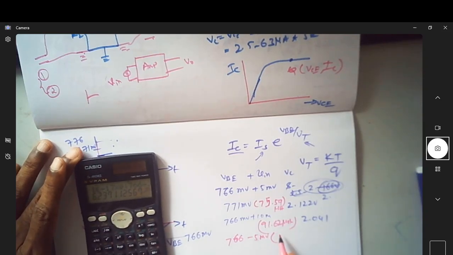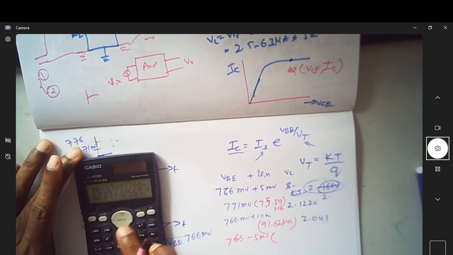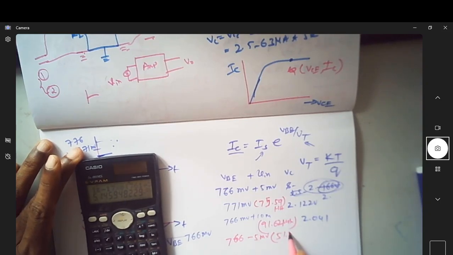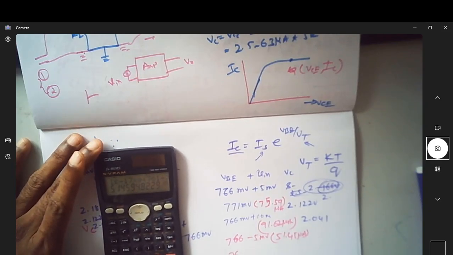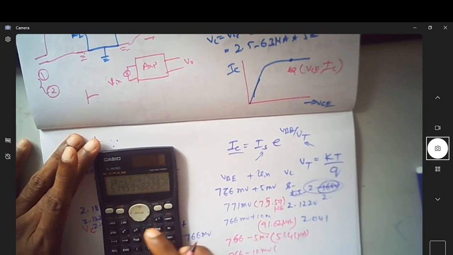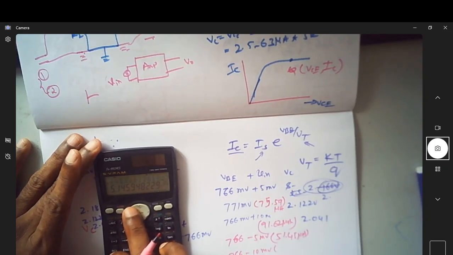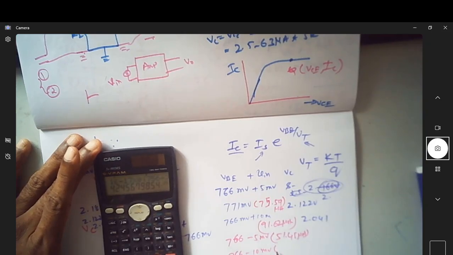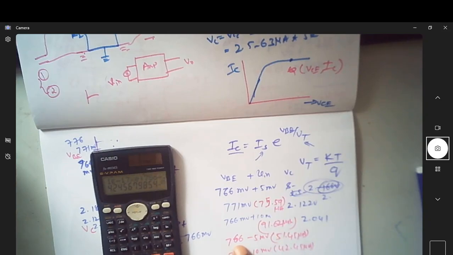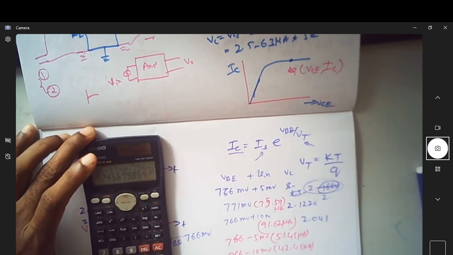You can see now the current has reduced to, sorry, I have to make it 761. So this should be 761. Can you see the current is 51.45 microampere. So let me also do it for 766 minus 10 millivolt, so that I can get the value of IC for both of them, which will make my life easy. It is 756 now. Can you see now it is 42.45 microampere. I have these as the currents for a decreased value of VBE due to a negative input voltage, which is minus 5 and minus 10.